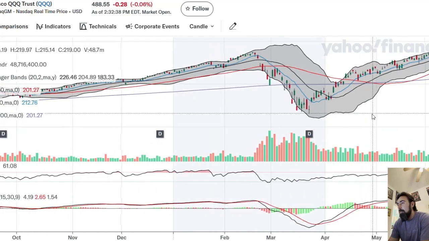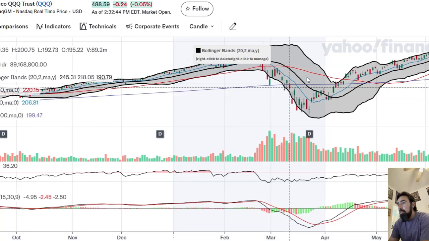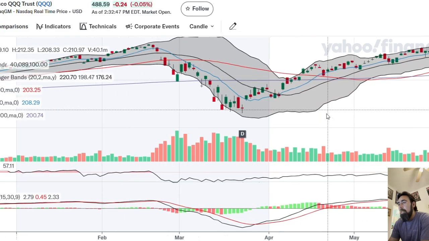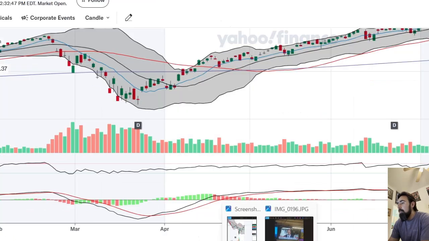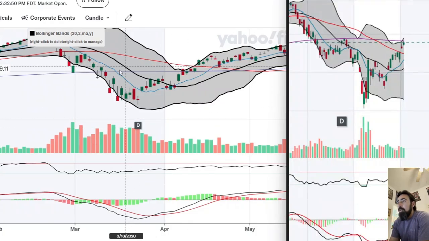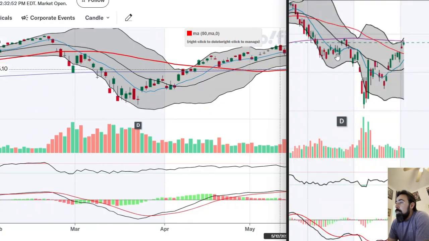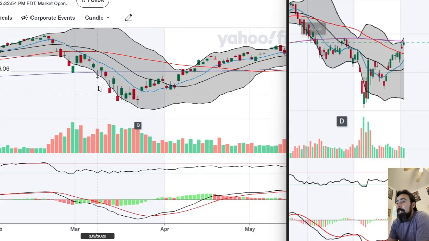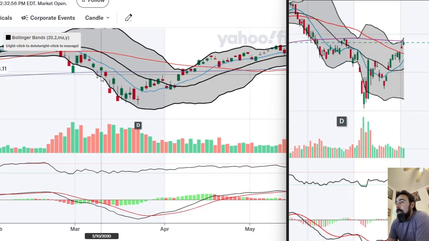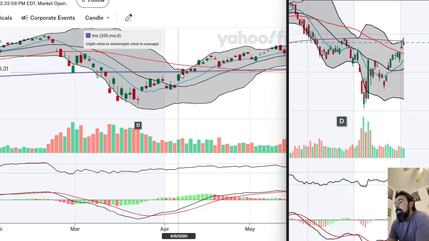How did it recover? So we went under the 200 moving average. Let me pull up that screenshot again to compare. We went under the 200, just like here. And when it came back to the 200, the 50 was never even underneath it.